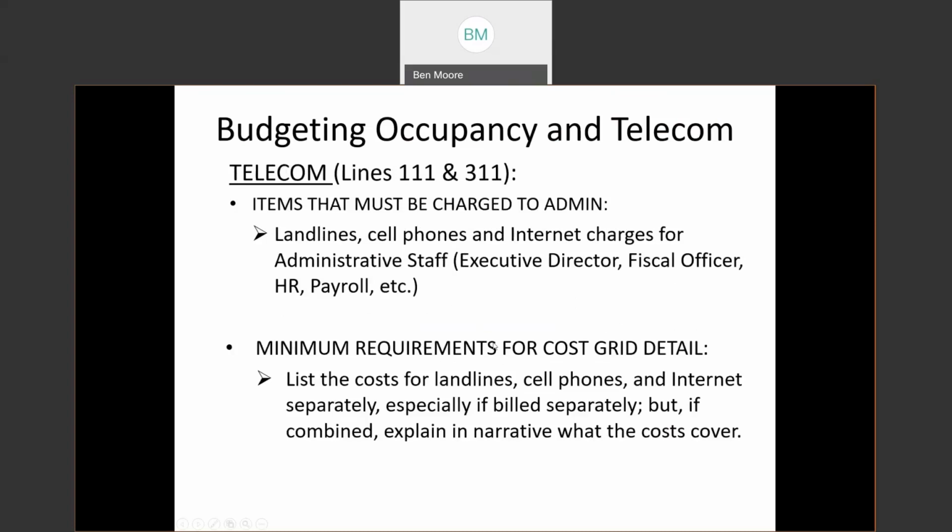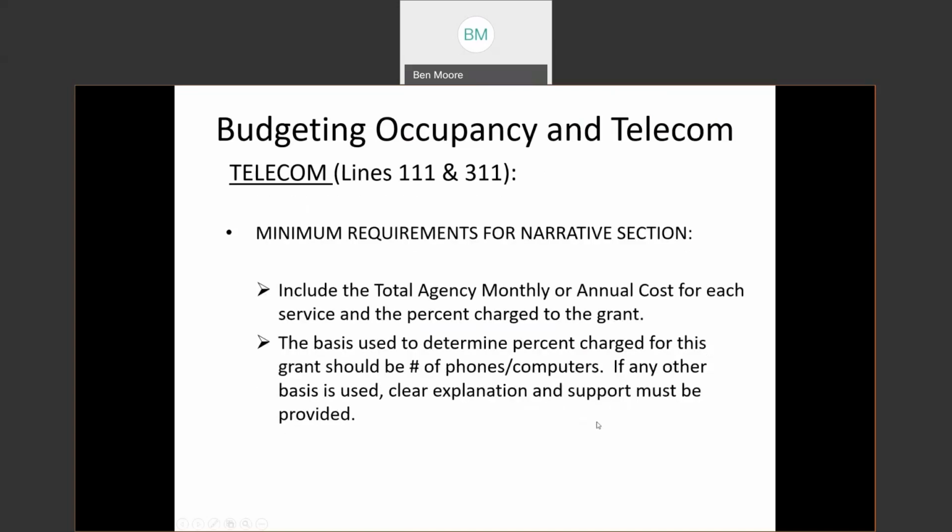The minimum requirements for the cost grid detail are that you must list the cost for landlines, cell phones, and internet separately, specifically if they're billed separately. But if they're combined, you need to explain in the narrative what those costs cover.